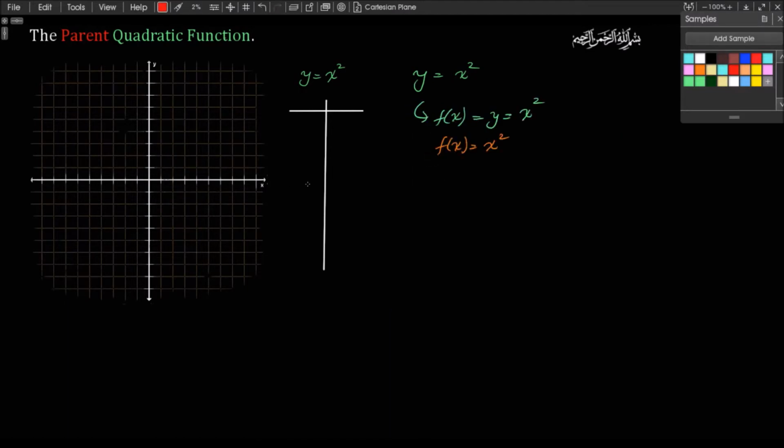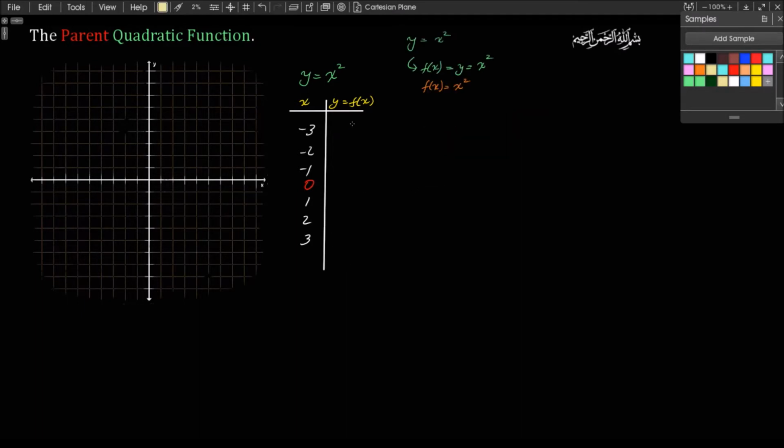Okay, let's make our table. So here we have x, and here we have y, or we're going to call this now f of x, because now we're in algebra 2, and we have to use fancy terminology. Now I'm going to pick some numbers here, see? And I'm going to find the corresponding y values over here. So let's fill this out.